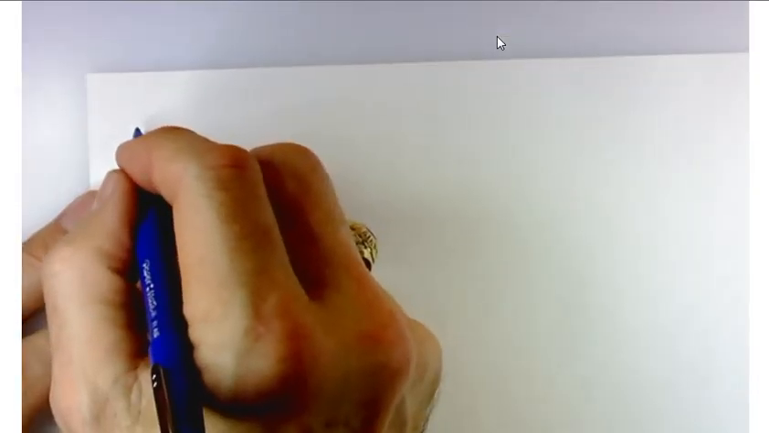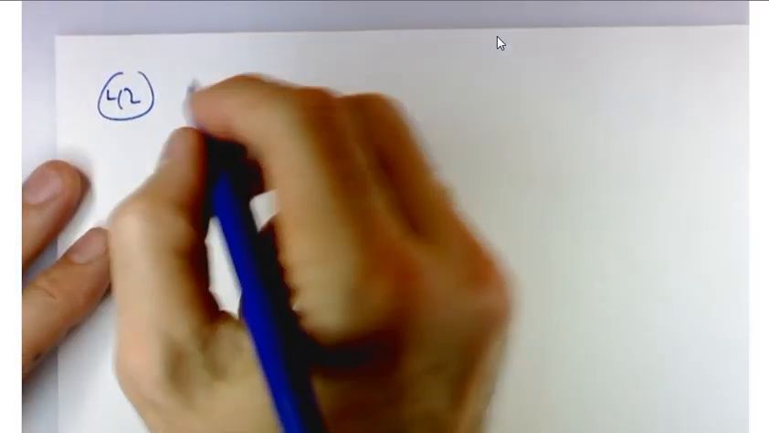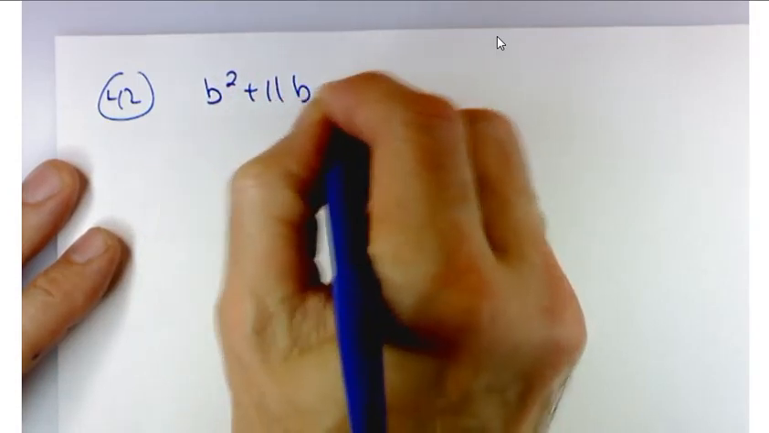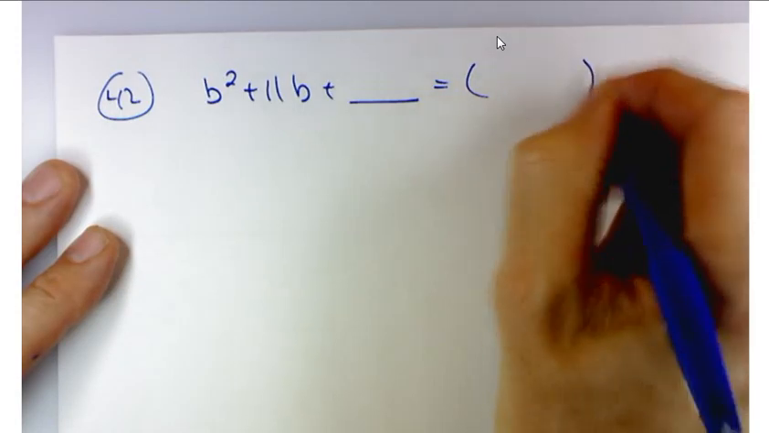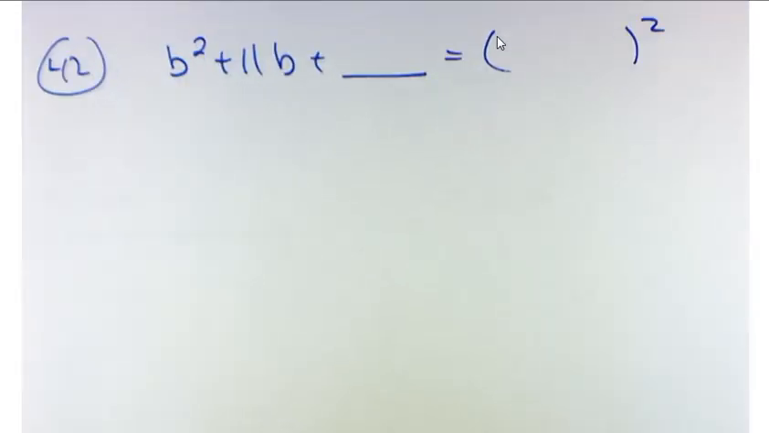problem 42 the real way and problem 44. A couple quick ones. The real problem 42, earlier we did problem 42-ish. The real problem 42 looks like this: b squared plus 11b plus blank, something squared. When that middle coefficient was an even number, this wasn't such a problem. But now that it's an odd number, it's a little bit more challenging, but it's not that much different.